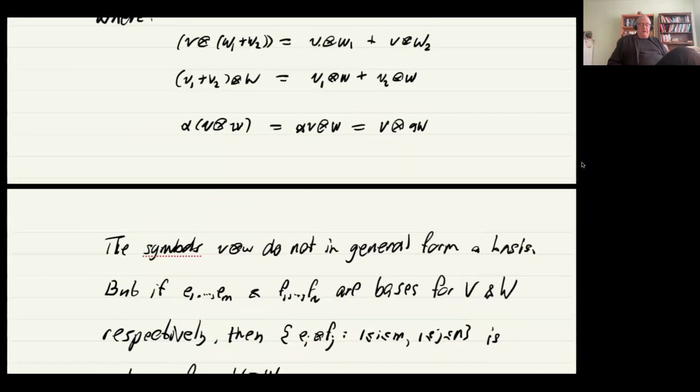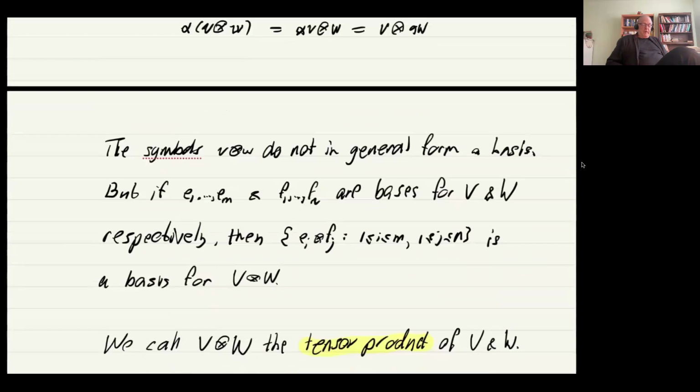Now, I said if I take all vectors of the form little v tensor little w, there's going to be far too many of them to form a basis. But it is true that if E1 through Em is a basis for V and F1 through Fn a basis for W, then these products are a basis for the tensor product. So the dimension of the tensor product is the dimension of V times the dimension of W.